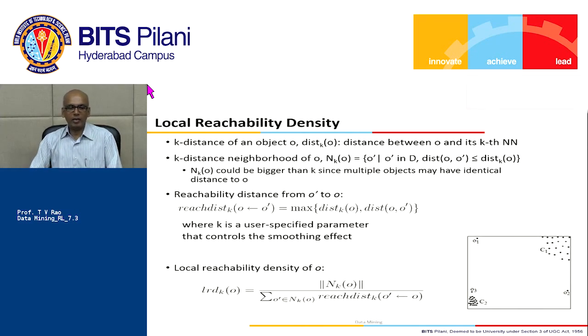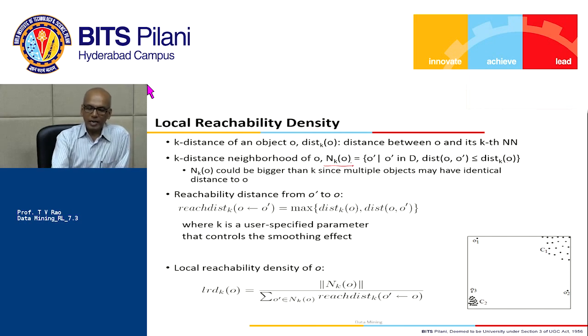So we define a term which is the local reachability distance, and that helps us determine if an object is an outlier. First we define the k-distance of an object, which is the distance of the object to the kth nearest neighbor. And we also determine the k-neighborhood of an object as all the points O prime such that they are within the data domain and their distance is less than or equal to the kth nearest neighbor's distance.